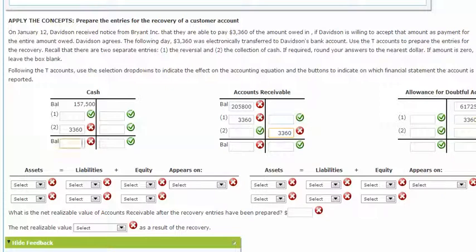So now we can find our balances. I'll take my cash, $157,500, add the $3,360, the money we collected, and that equals $160,860. My accounts receivable, it was $205,800. Well, we increased it, but we collected, so the net balance there is still $205,800. My allowance for doubtful accounts is going to be the $61,725. I'm going to increase that by $3,360, and that equals $65,085.